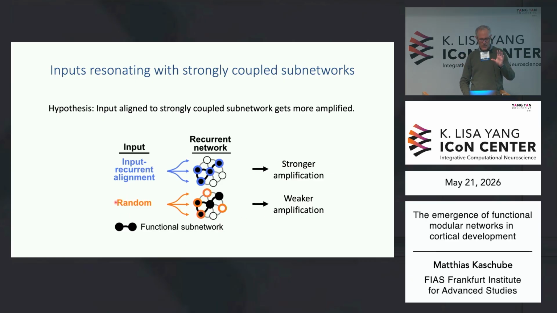So this would be a random input, and this would be an input that actually hits these functional networks, being these dark black patches, right? And the hypothesis is that this leads to stronger amplification. And this is of course an important difference because when you think of these networks emerging early in development, and then you want to drive them with sensory input, right? The sensory input, in order to be effective, should actually drive those subnetworks that can lead to lots of amplification in these networks.